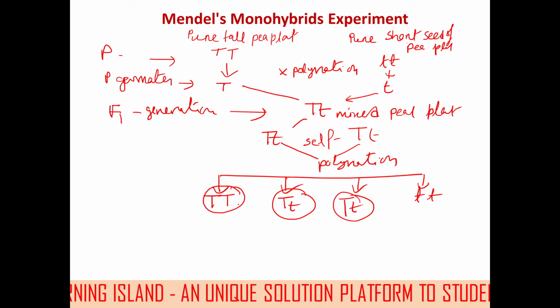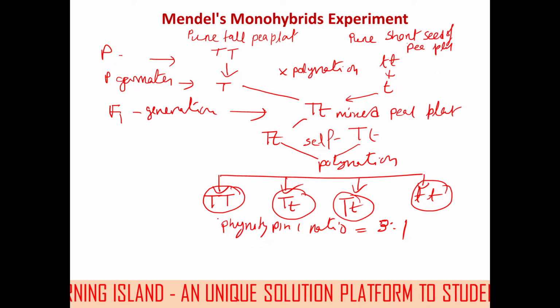So from outside obviously we can see only the tall characteristics. So three types of talls, and one is pure short. So you can say the phenotypic ratio, this is called phenotypic ratio 3 is to 1.